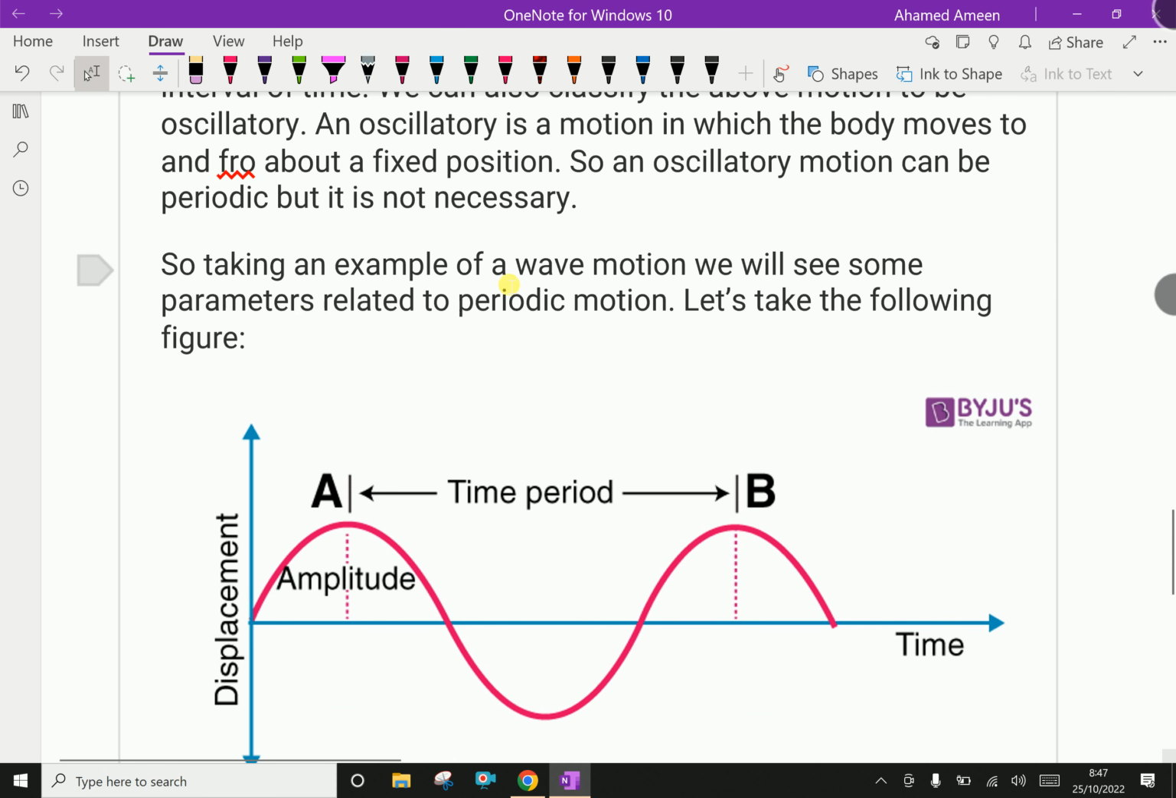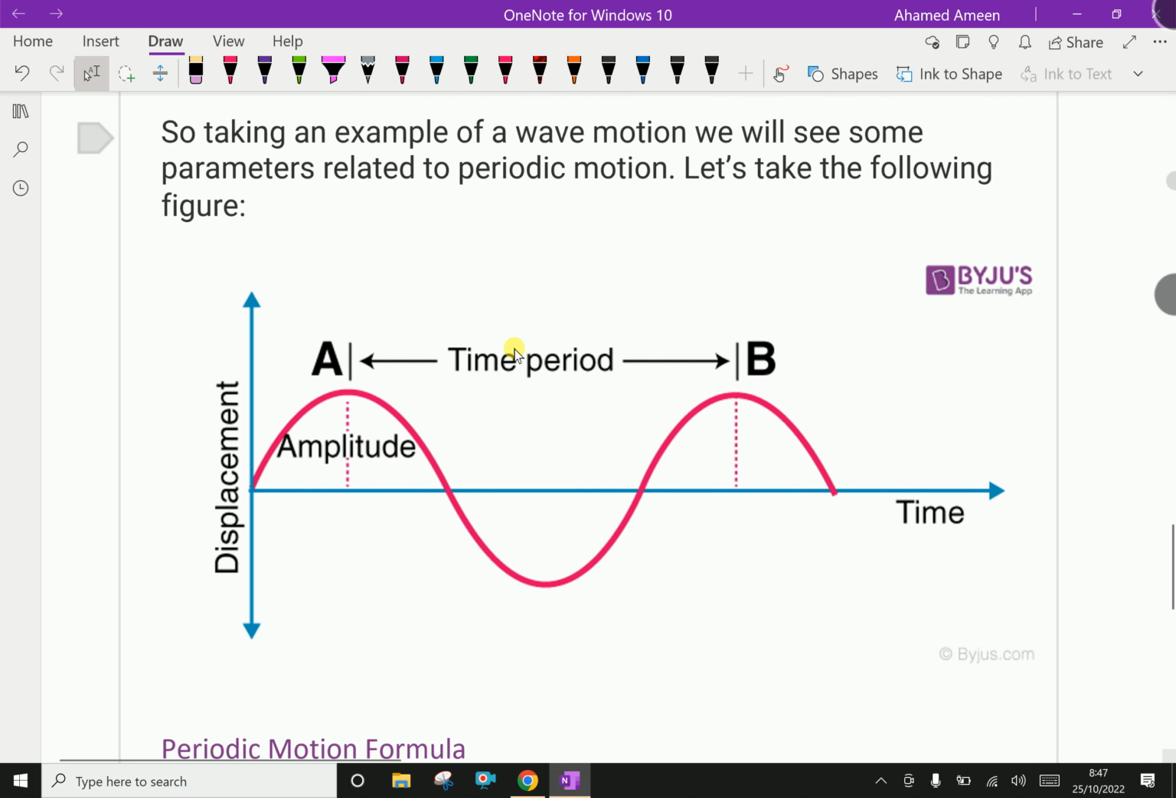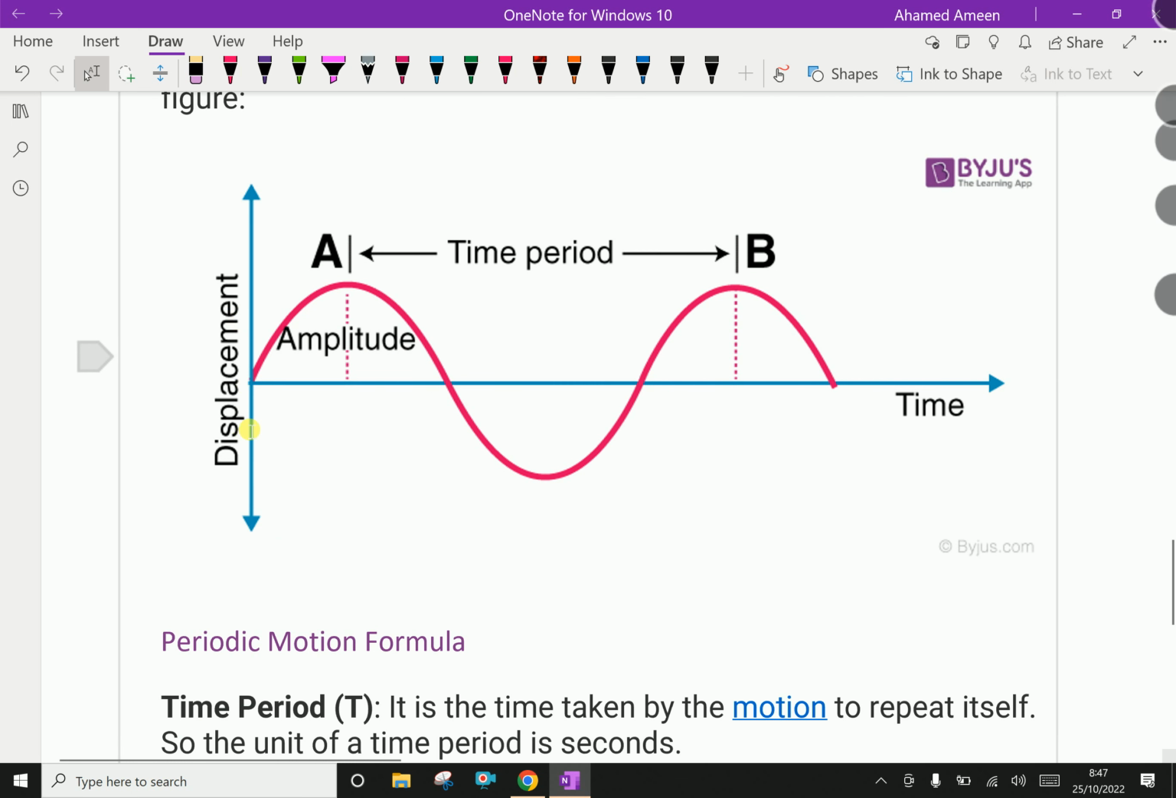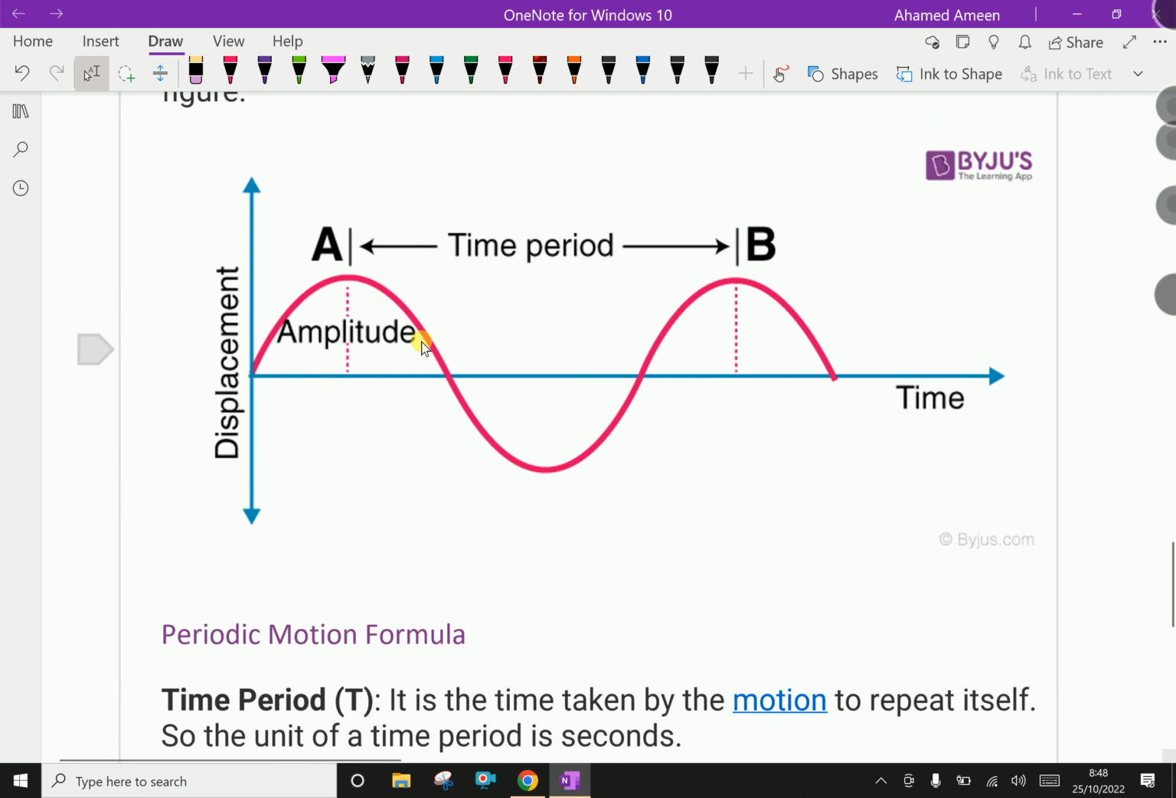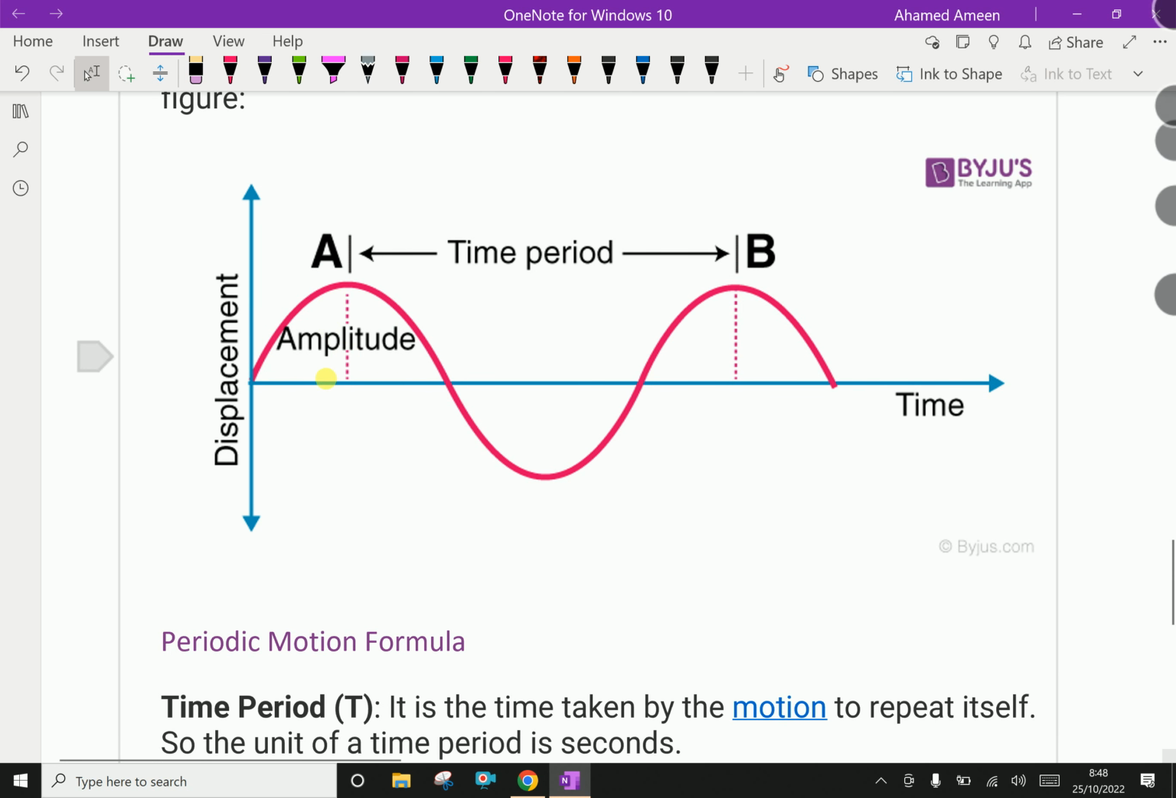Taking the example of a wave motion, we will see some parameters related to periodic motion. Let's take the following figure. Look here. This is the displacement, and this is the time axis. Now look at this. Here this is a sine curve. From point A, which is the top position, the next top position is B. So the distance between them is the time period. Here this is the height, this is the amplitude.